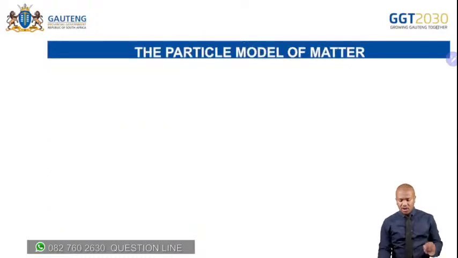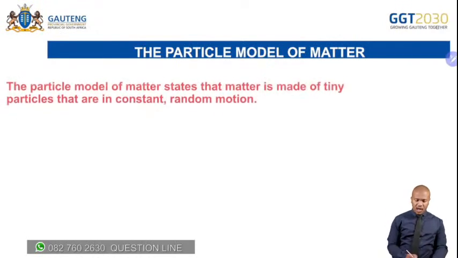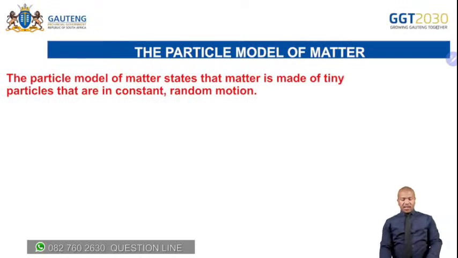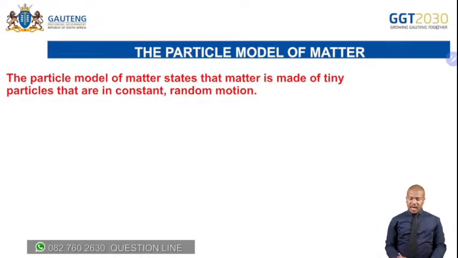Right, now the particle model of matter. What is this particle model of matter? A particle model of matter is a model that is used to explain that all matter is made up of atoms or molecules. It is made up of those tiny particles which are atoms or molecules. So now, as it says here, the particle model of matter states that matter is made up of tiny particles that are constant and having a random motion.